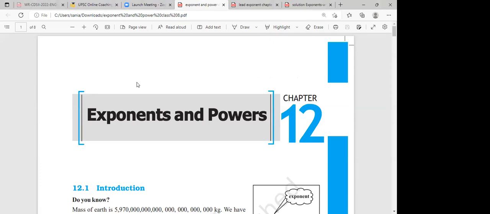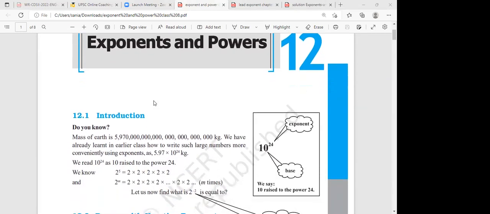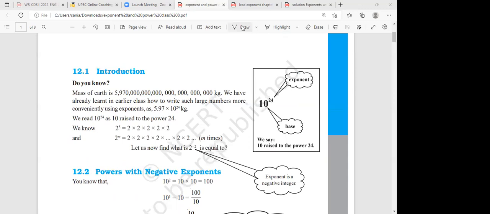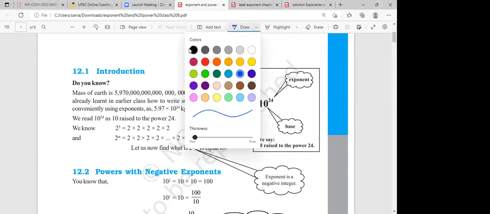Okay, so we are going to do maths today. We are going to start with exponents and powers. Clear? Yes, ma'am. Okay, just give me one minute. I'll just connect my notes.